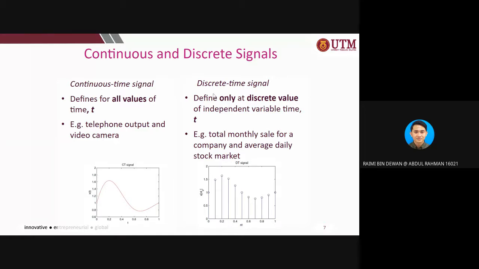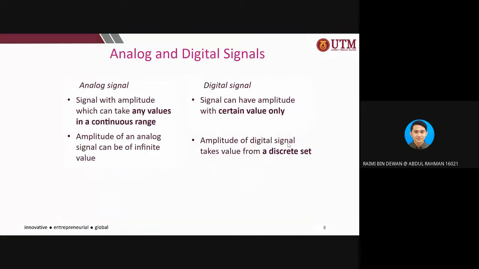In contrary, a discrete time signal is only defined at discrete values of the independent variable time t. So you can see here, you can have a value of the signal at 0.1, 0.2, 0.3, 0.4, and so on, but you don't have a value of the signal at 0.05. So this one is a discrete time signal. I think the figures are very self-explanatory.